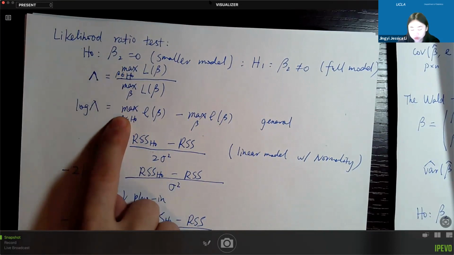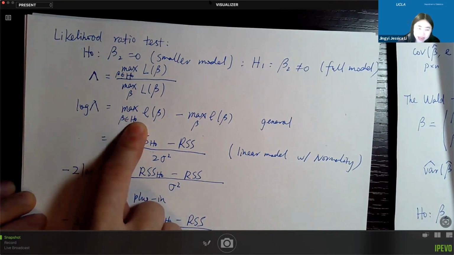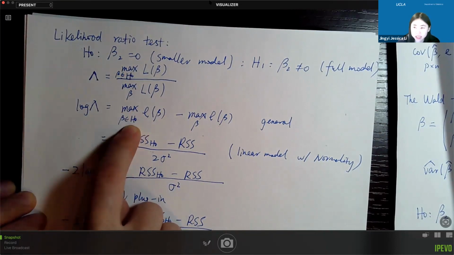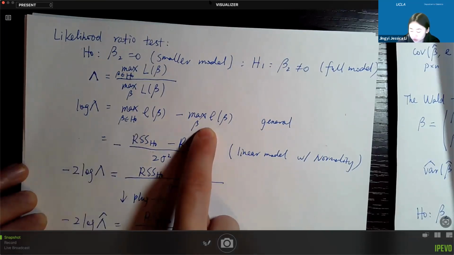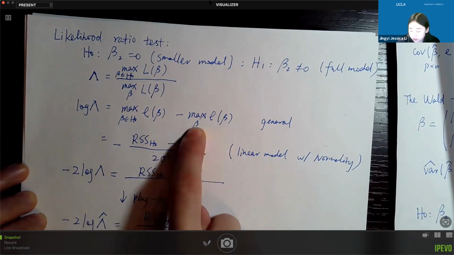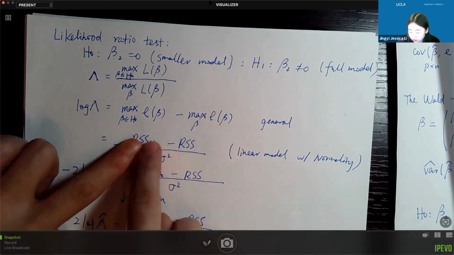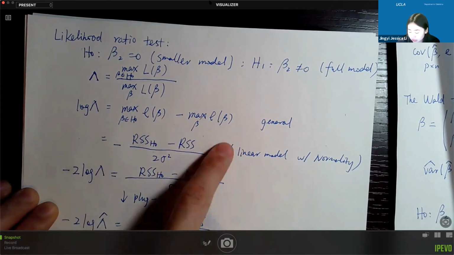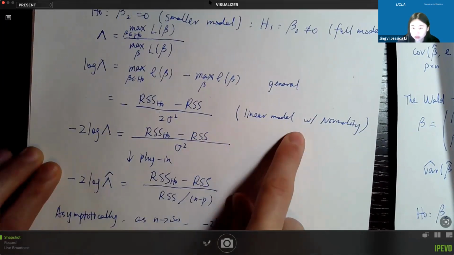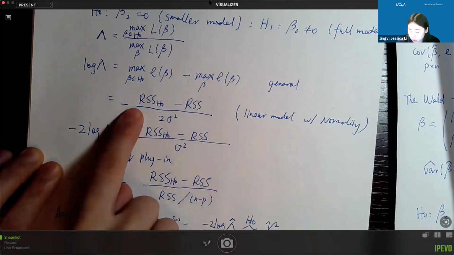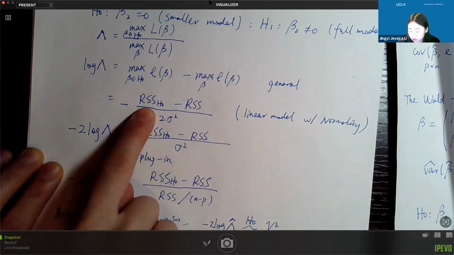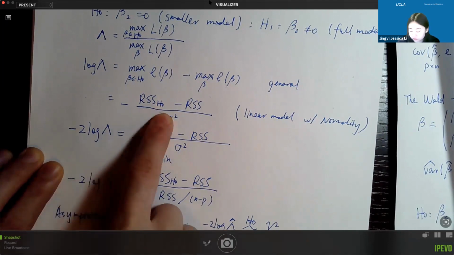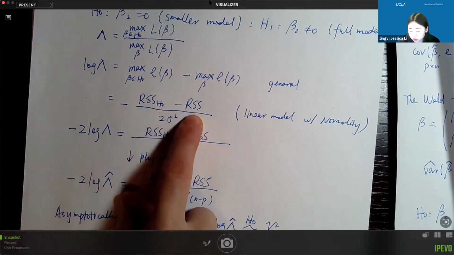The likelihood ratio test statistic is constructed by the difference of two log likelihoods. One is using the beta hat given that you maximize the log likelihood under the null hypothesis. In other words, you are doing maximum likelihood estimation by constraining beta 2 to 0. That means that you just exclude those predictors from your model, use the remaining predictors, and do the MLE. In the multiple linear model case, the MLE is equivalent to ordinary least squares. The other is by doing the MLE or OLS using all the p-1 predictors. Then you have log likelihoods for both models, and you take the log likelihood difference. Here in the linear model with normality case, this is just equivalent to the residual sum of squares under the null hypothesis minus the residual sum of squares under the full model.